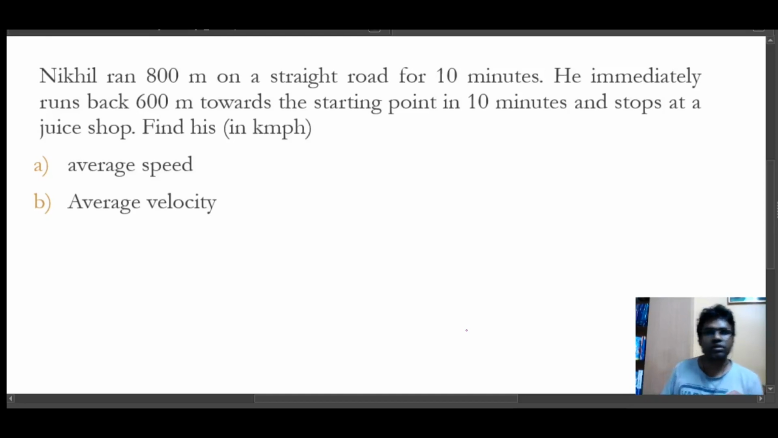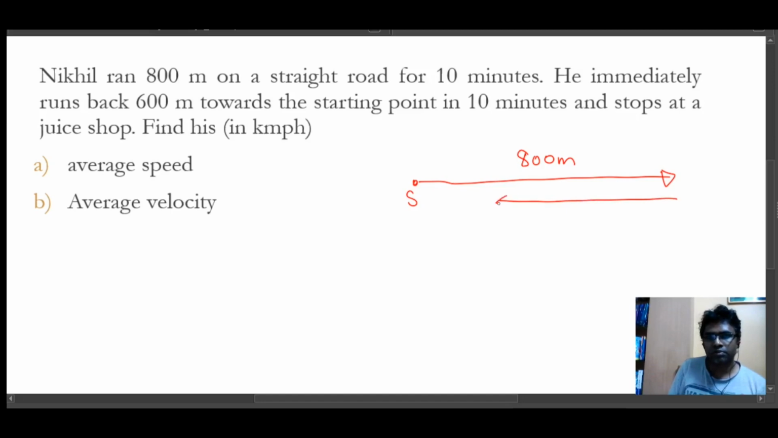Let's take a look at this problem to understand the difference between average speed and average velocity. So here they're saying Nikhil ran 800 meters on a straight road for 10 minutes. Let's say this is the starting point, and then he ran to the right for about 800 meters, and then he ran backwards 600 meters, and then he stops somewhere here. So this is the final spot. So this is 600 meters.